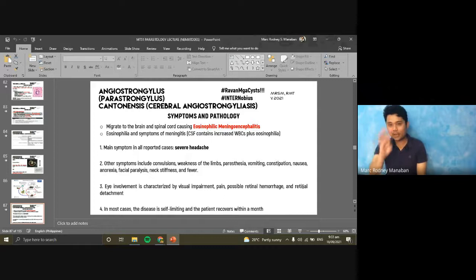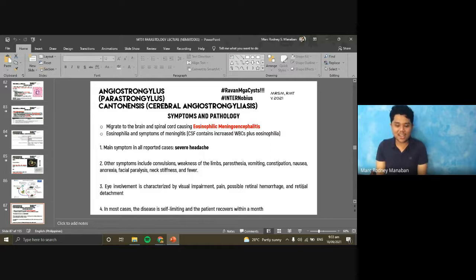So katong upat na mga meningoencephalitis sa para, take note of that, okay? You have primary amoebic, PAM, which is Naegleria fowleri; SAM, secondary amoebic meningoencephalitis, which is Entamoeba histolytica; granulomatous amoebic encephalitis, GAE, which is Acanthamoeba species; and then of course eosinophilic meningoencephalitis, Angiostrongylus cantonensis. Baka lumabas ang 4 points, lisod na, okay? Alright, so take note of that.